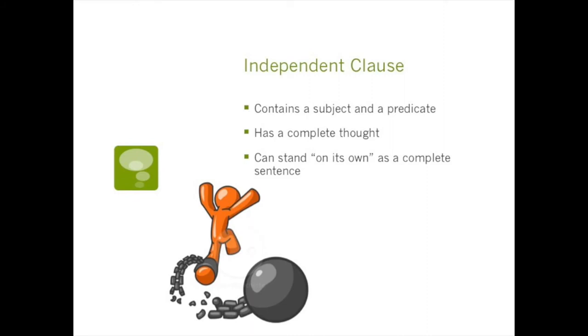Independent clauses contain a subject and a predicate. Also, independent clauses have a complete thought. Simple sentences are a kind of independent clause. Also, independent clauses can stand on their own as a complete sentence. So, by adding the proper capitalization and punctuation, you can make a real, simple sentence out of an independent clause.